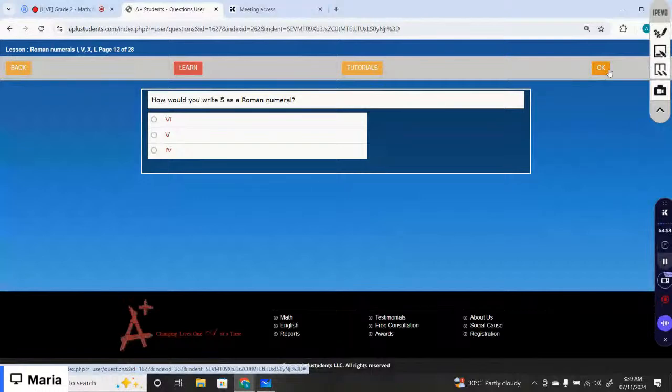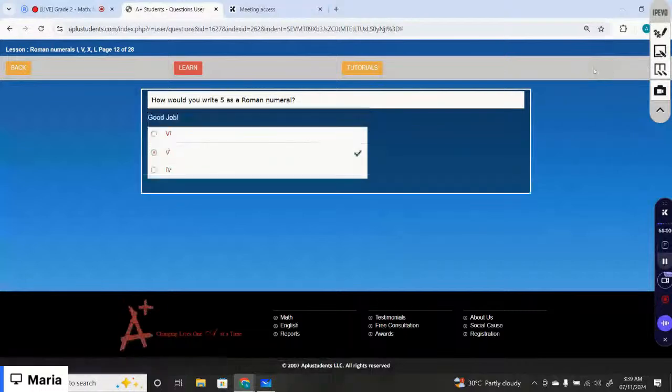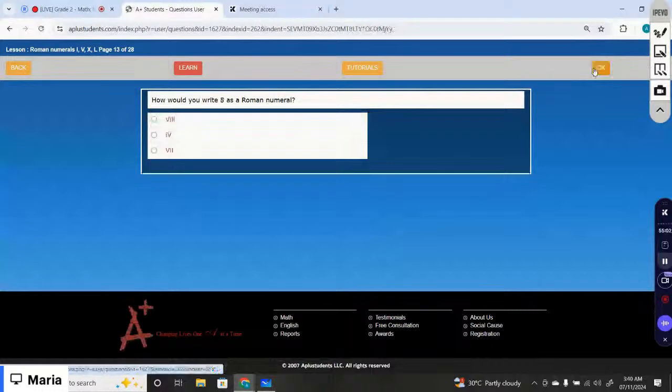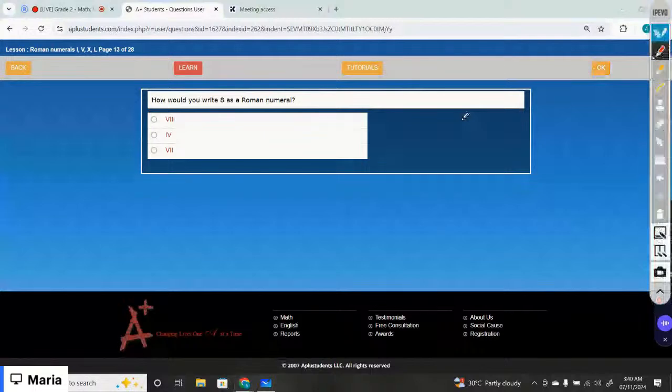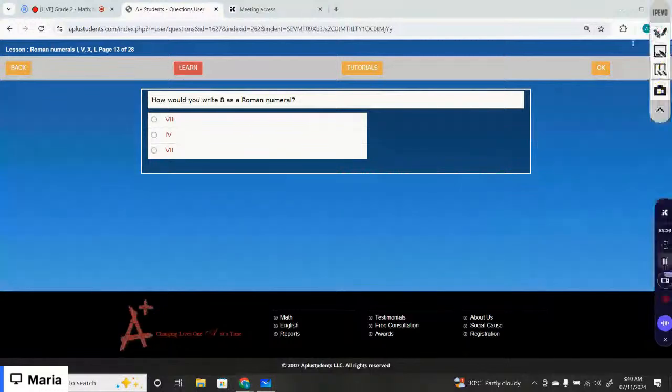The correct option is option number 2. That's how you write 5. How would you write 8? We know how to write 5. So you can write 8 as 5 plus 1 plus 1 plus 1. So we know that you can write 5 as V, then I, and I, and I. So the correct option is option number 1. Okay, you can complete the lesson by yourself later today.